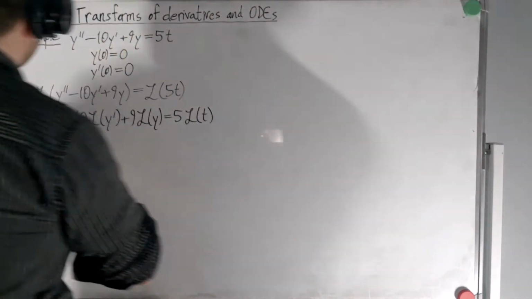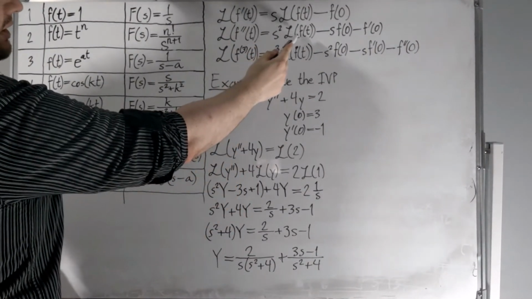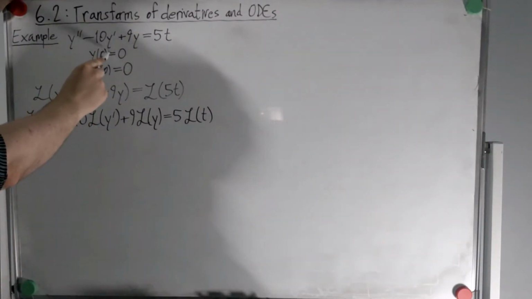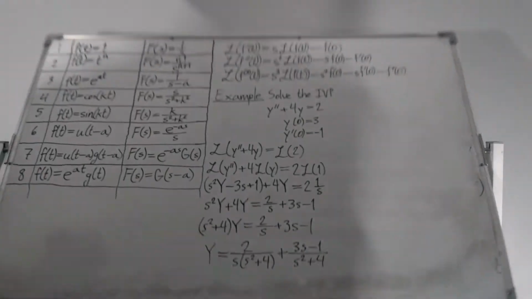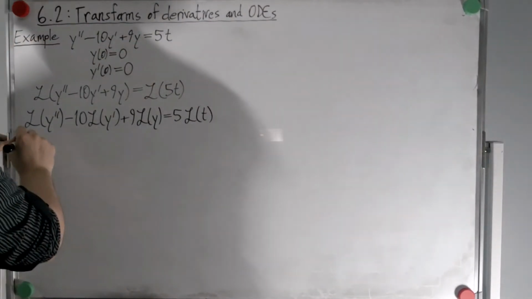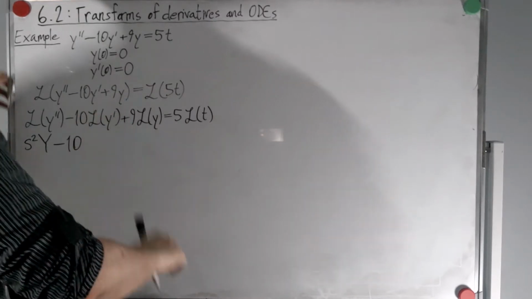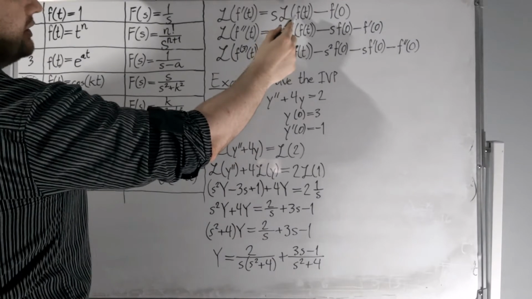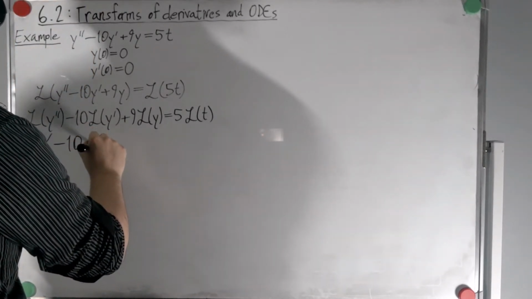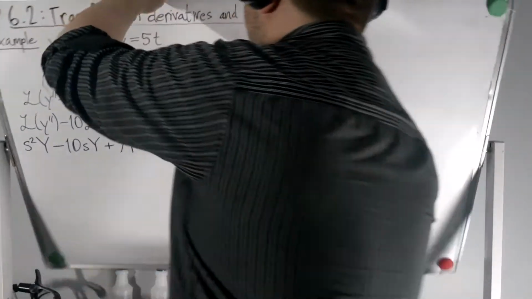Okay, so Laplace transform of y prime prime, according to this, is going to be s squared times Laplace transform of y minus s times y of 0 minus y prime of 0. Thankfully, in this case, y of 0 and y prime of 0 are both 0. So therefore, we just have s squared times the Laplace transform of y. Minus 10 times Laplace transform of y prime, s times the Laplace transform of y minus 0, plus 9 times the Laplace transform of y equals 5 times the Laplace transform of t.